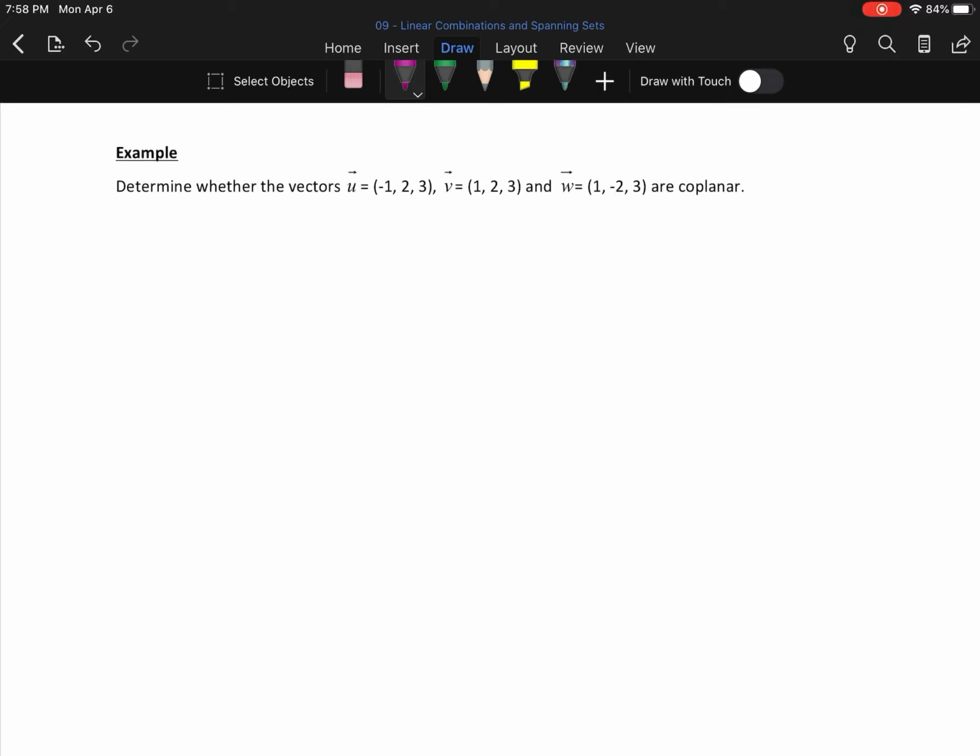So this question, it looks like a different question, but it's not. It says determine whether the vectors u = (-1, 2, 3), v = (1, 2, 3), and w = (1, -2, 3). And these are simple vectors, actually, 1s and 2s and 3s, and yet virtually impossible to visualize what's happening here. The question is, are they coplanar? And when it says coplanar, you can immediately go, can I make a linear combination?